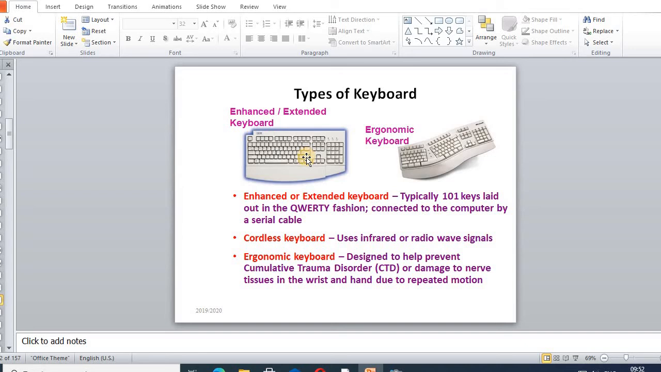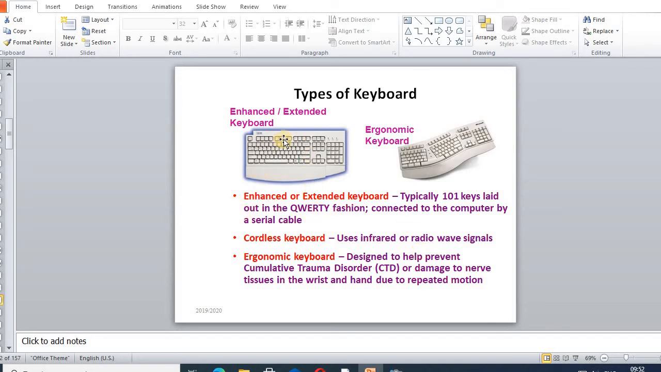Then we have the ergonomic keyboard. So this one here is an ergonomic keyboard, which is this one altogether. The enhanced or extended keyboard typically has 101 keys laid out in a quaternary fashion, connected to a computer by a serial cable.